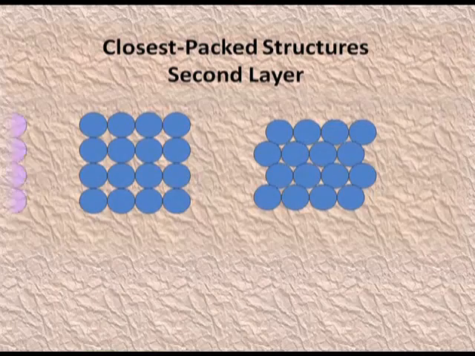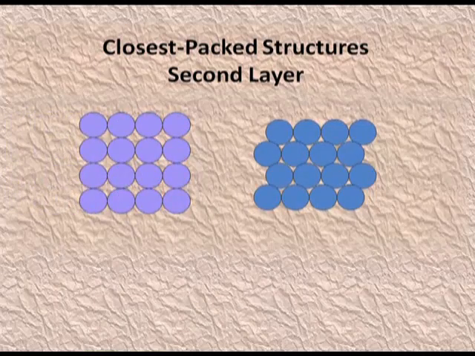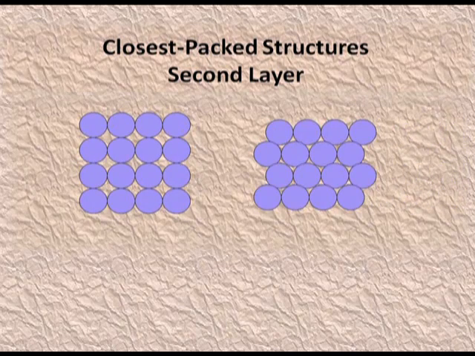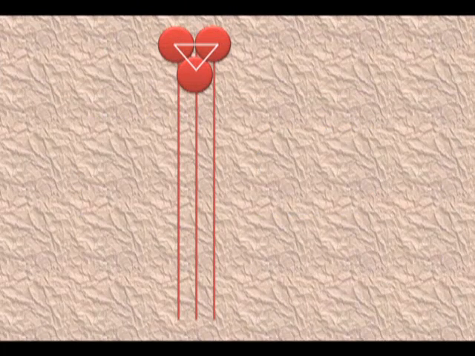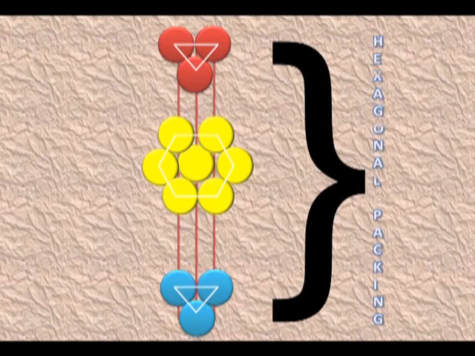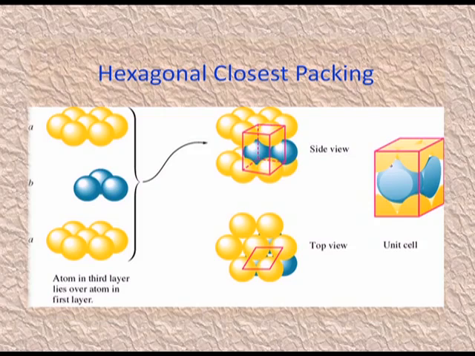The balls are overlapping the previous layer. Now AB pattern. You can very clearly see that the second layer is on the grooves of the first layer. This is hexagonal close packing, a very close view. Here you can very easily understand the packing from the pictures.